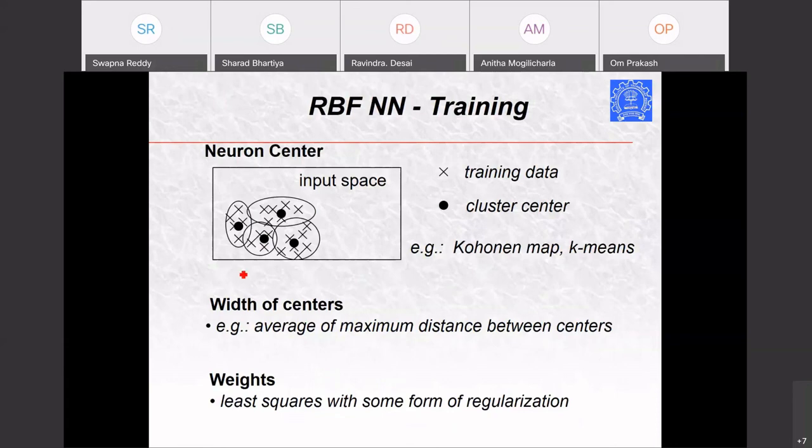It's called a kernel network because we use these Gaussian kernels. These G's are Gaussian kernels, and they are radial. So that's why these are also known as kernel-based neural networks.